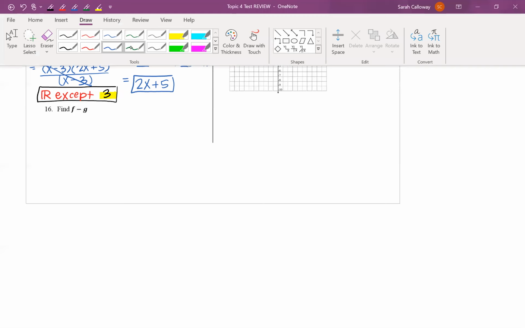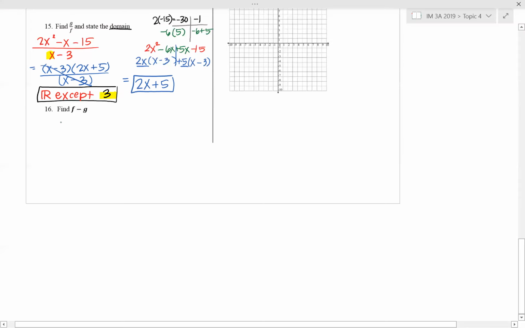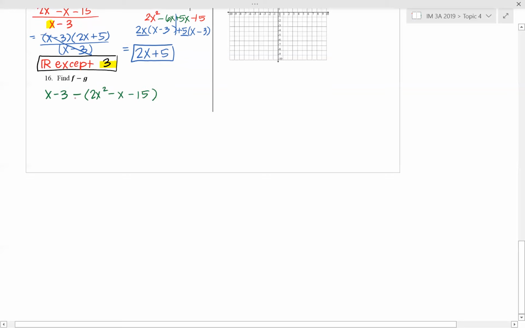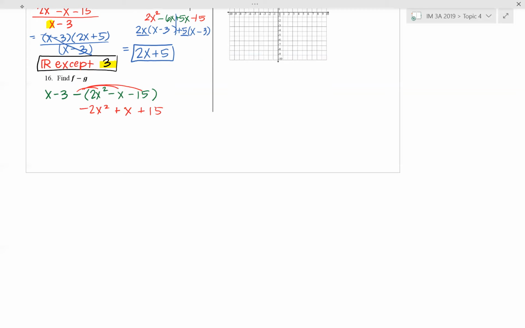F minus g means I'm taking the equation for f, which again was the x minus 3 equation, and I'm subtracting the equation for g. So g was 2x squared minus x minus 15. Remember that it's important that we put it in parentheses because this negative means that each of these signs are going to change. So I'm distributing that negative through there so that I can combine like terms. So I'm only changing the signs of the expression after the negative, and then I'm going to combine like terms.